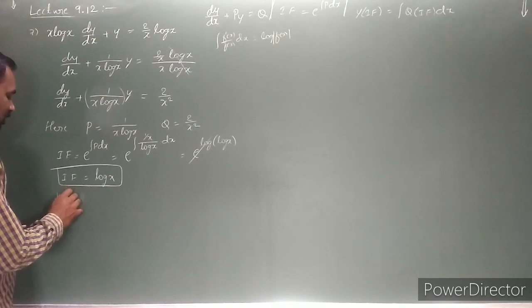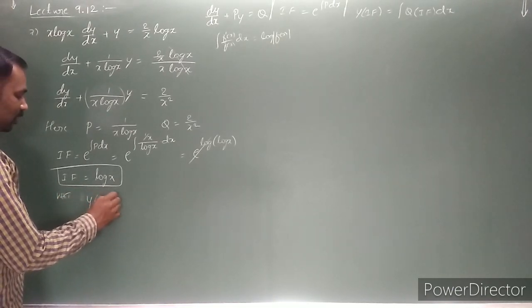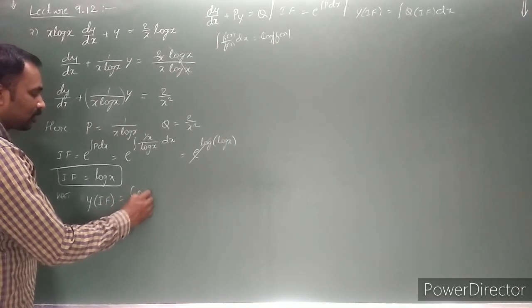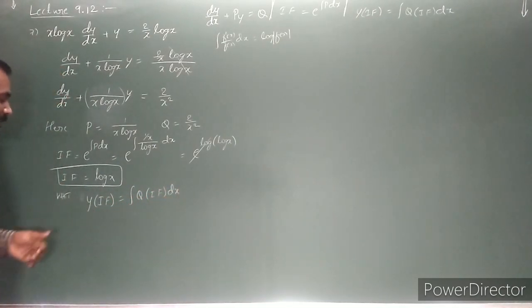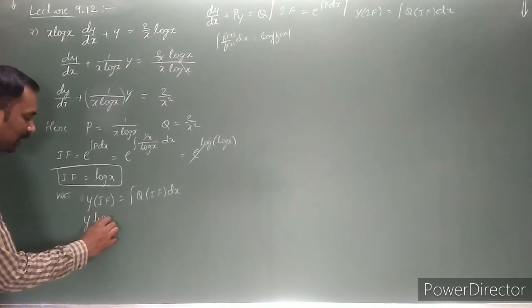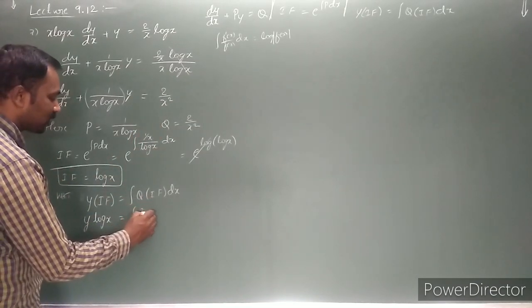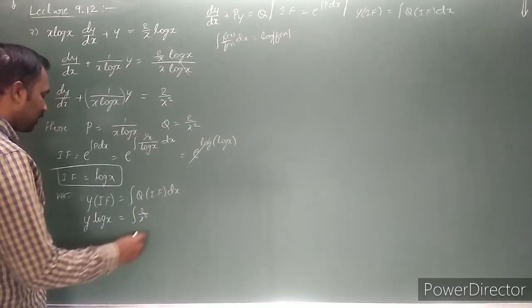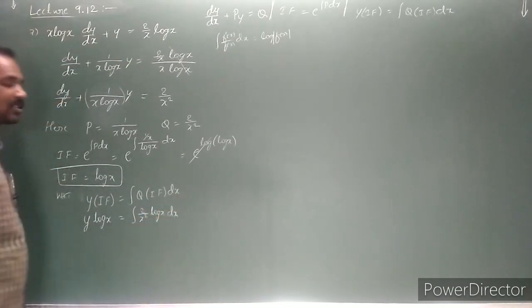Now the next thing is the general solution we need to find. We know that y times the integrating factor is equal to the integration of Q times the integrating factor dx, right? So y times the integrating factor, log of x: y log x is equal to the integration of the Q value, 2 divided by x squared, times the integrating factor, log of x, dx.